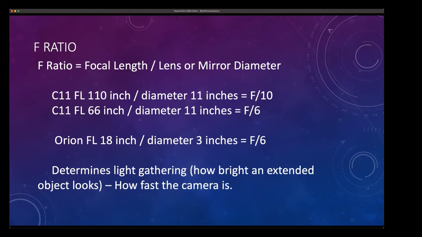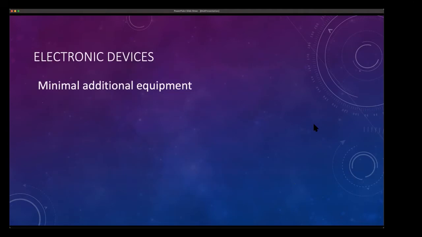Now, you may be sitting there saying, oh, that means I can look at 16 magnitude stars then, because I have an F6 and he has an F6. It's not true for point sources like stars. It's only true for extended objects. So it's just something to be aware of. Lower F number, faster exposures, the less time you have to expose.